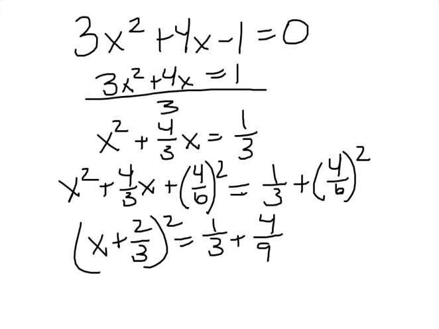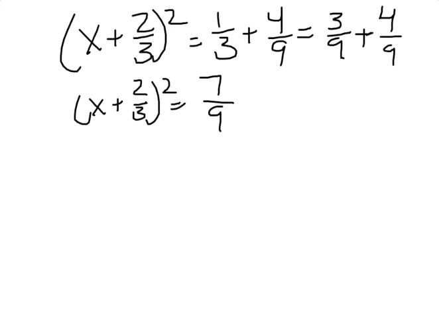So now we need to combine some fractions, and then we're going to square root. So what's that going to look like? So we have x plus 2/3 squared equals 1/3 plus 4/9. And so 1/3 is really 3/9. So 3/9 plus 4/9 gives me 7/9. So x plus 2/3 squared equals 7/9. So I'm going to square root both sides. And I get x plus 2/3 equals plus or minus the square root of 7 over 9.